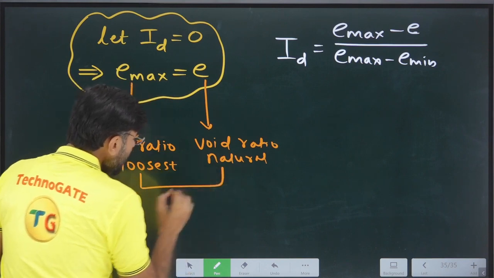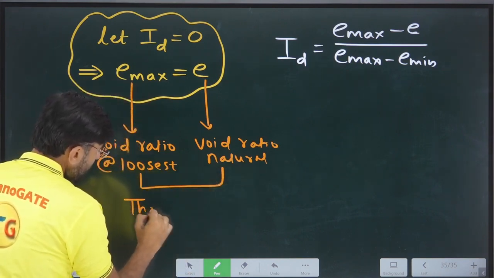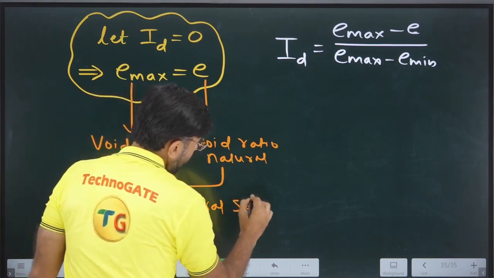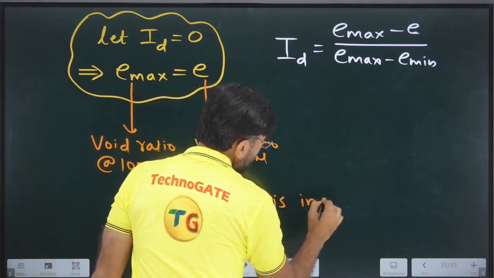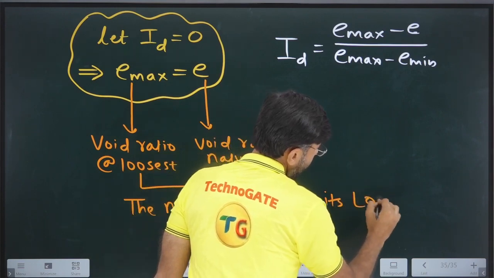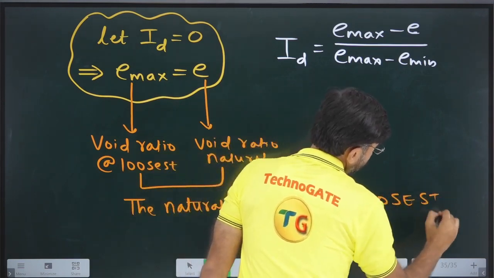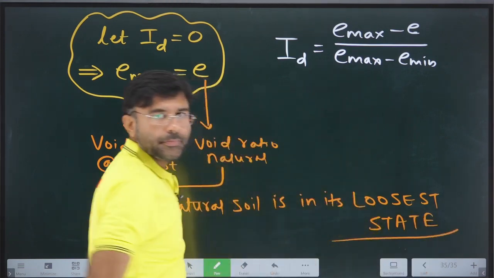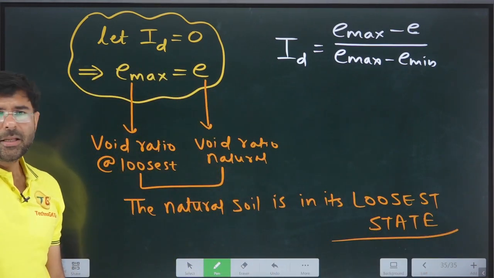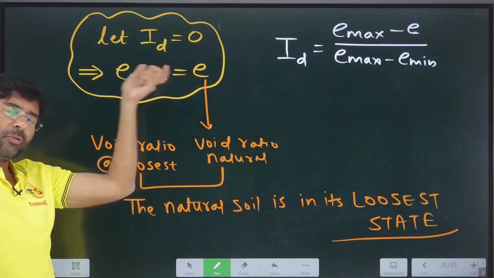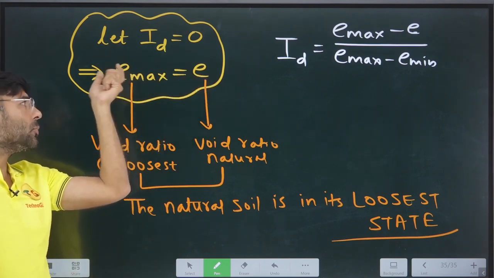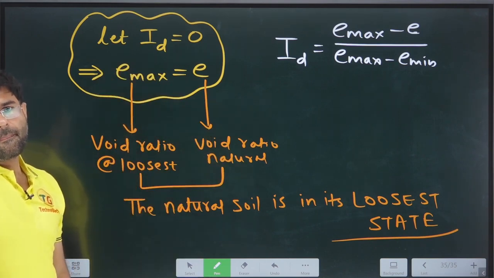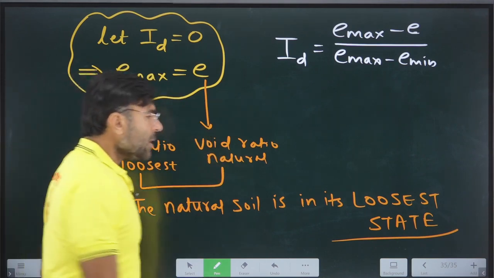This signifies that the natural soil is in its loosest state. The natural soil is in a loosest state. Why? Because the natural void ratio of the soil now becomes equal to the void ratio under the loosest condition. Got this thing? Again, see one thing more.